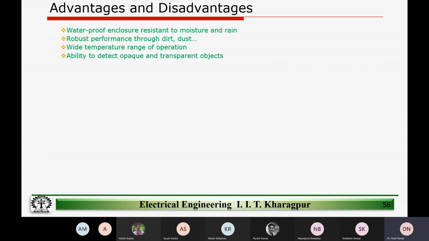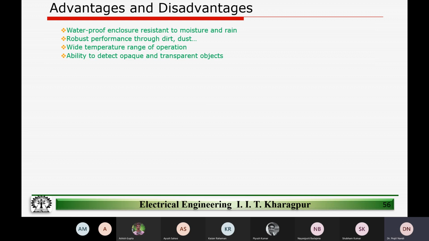The advantages and disadvantages. The advantages of the ultrasonic transducer: it's actually waterproof, enclosure resistant. We can put a waterproof enclosure around the transducer and make it resistant to moisture and rain. That is understood, because we are relying on sound waves, and sound waves can propagate through thin barriers. Of course, if you put a thick wall, then it will not be able to propagate. But through thin barriers, we can design the product such that it can be enclosed in a very safe environment and used for a variety of applications, especially where you have rough weather, moisture, rain. It can be used for a wide variety of environments.